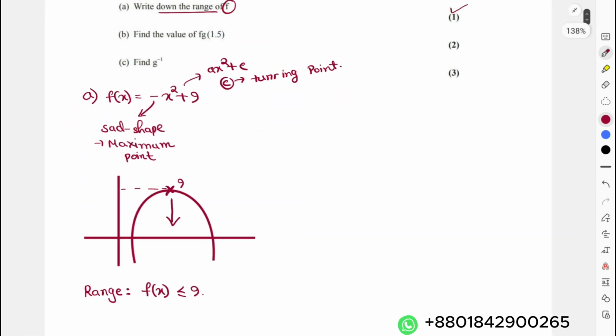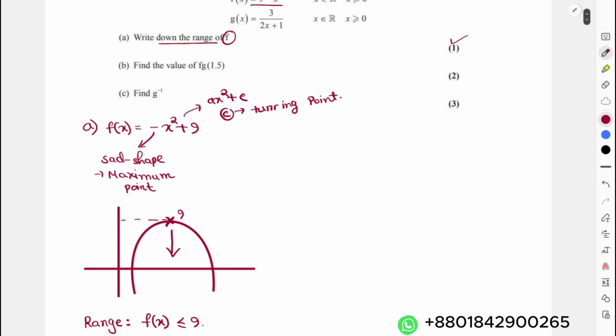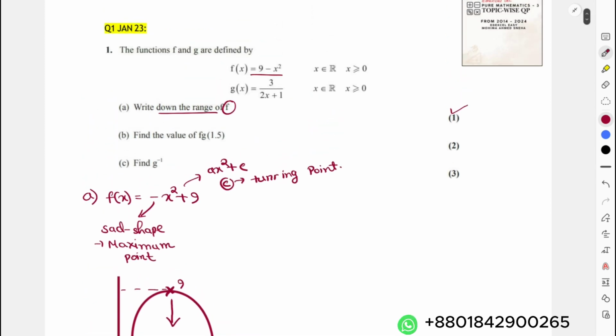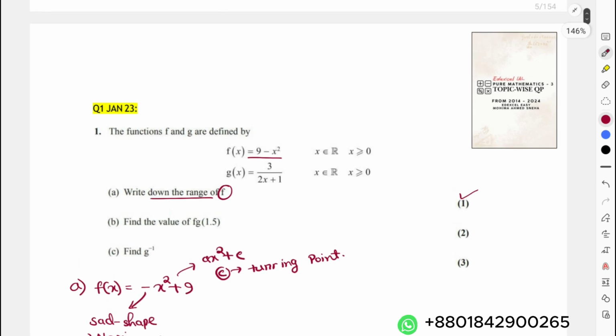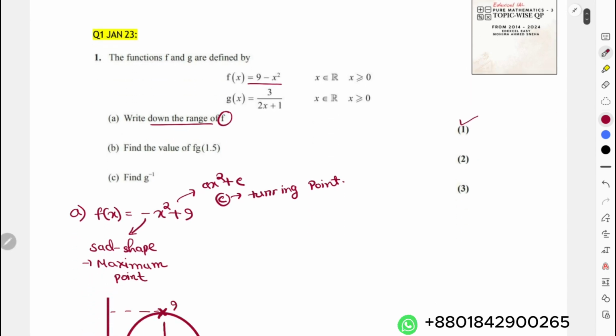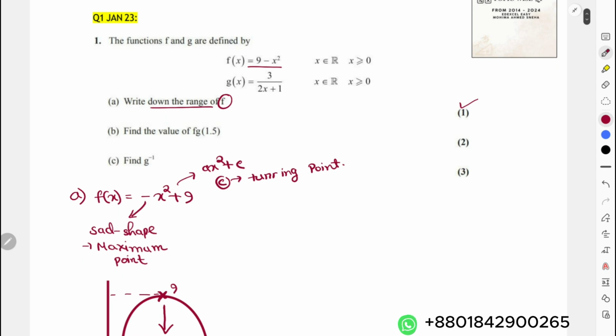I'll just zoom out so that you guys can see this maths. This is a very common topic from your IGCSE Maths B also, right? Maths B functions, if you remember. This is it: f(x) less than or equal to 9. Now, if we move on to your next part, they're asking for what?